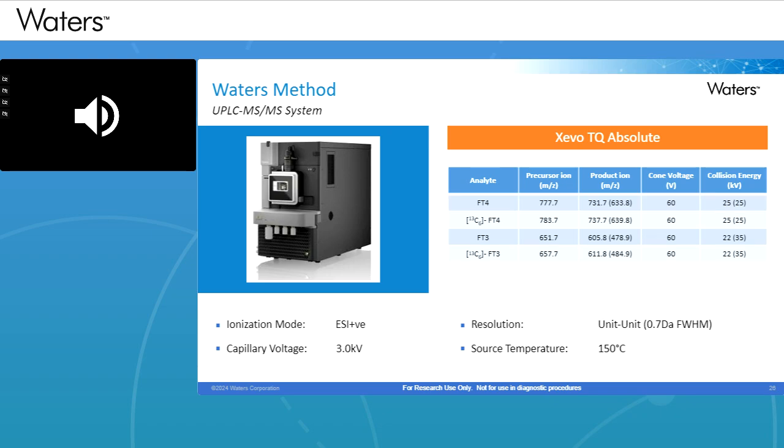And then if we take a look at the Xevo TQ Absolute conditions, we performed detection in positive ionization mode using the voltages and temperatures shown in the slide. The instrument was set to unit resolution, which is approximately 0.7 Daltons at full width half maximum.